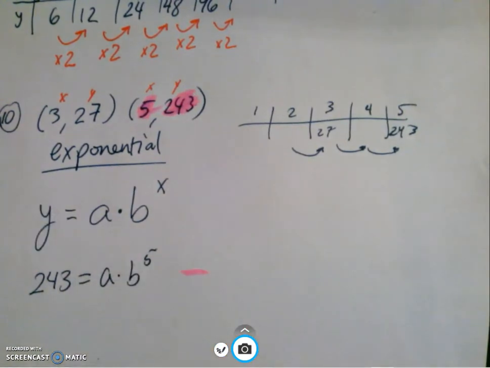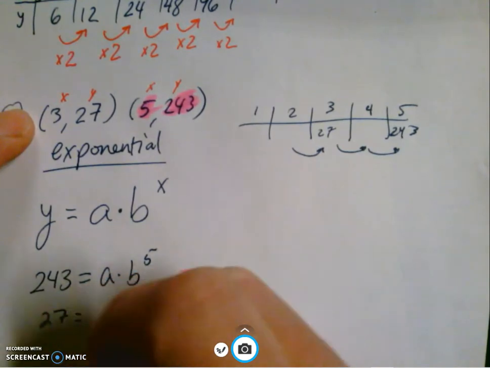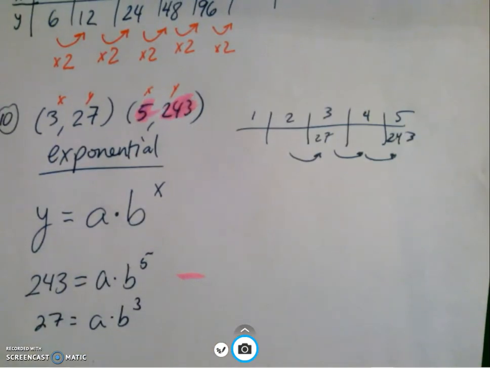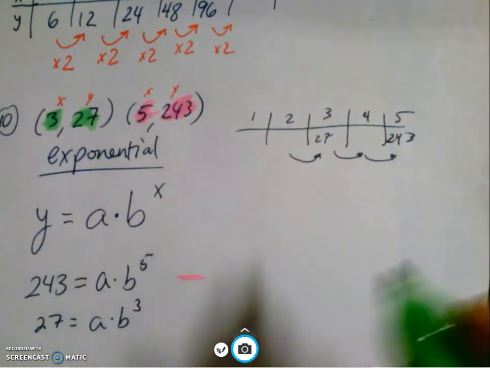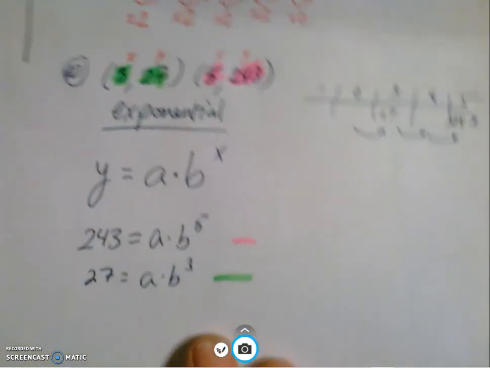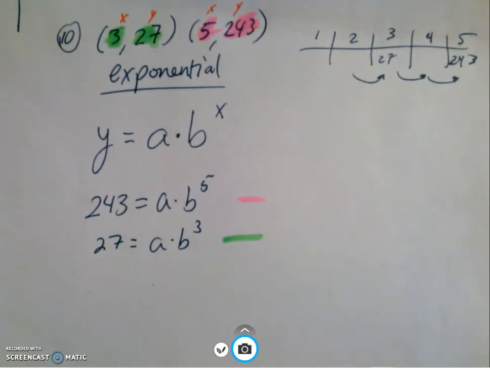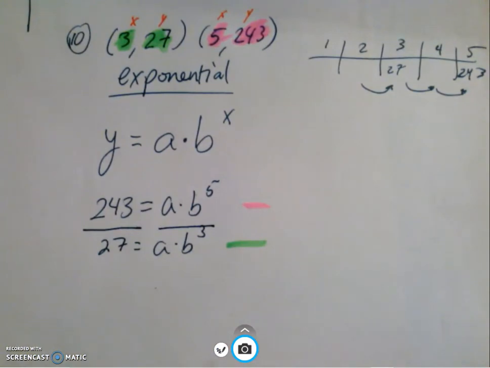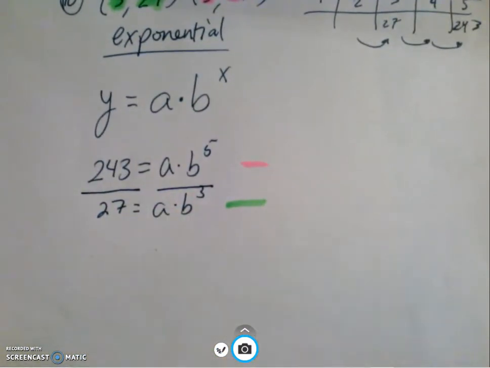I'm going to color code. Call this my pink equation. And then I'll set up the other one: 27 equals a times b to the 3rd power. We'll make that one my green equation. So we got 2 equations, and it's kind of like with 2 equations and 2 variables, we've done elimination before. This is sort of like elimination, but you can't subtract the equations. What we're going to do is divide them. We're going to make this 2 fractions and divide them.